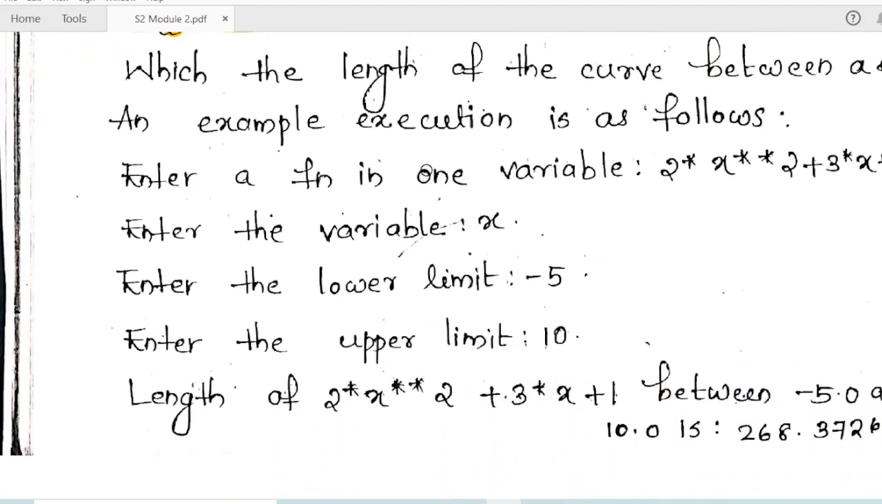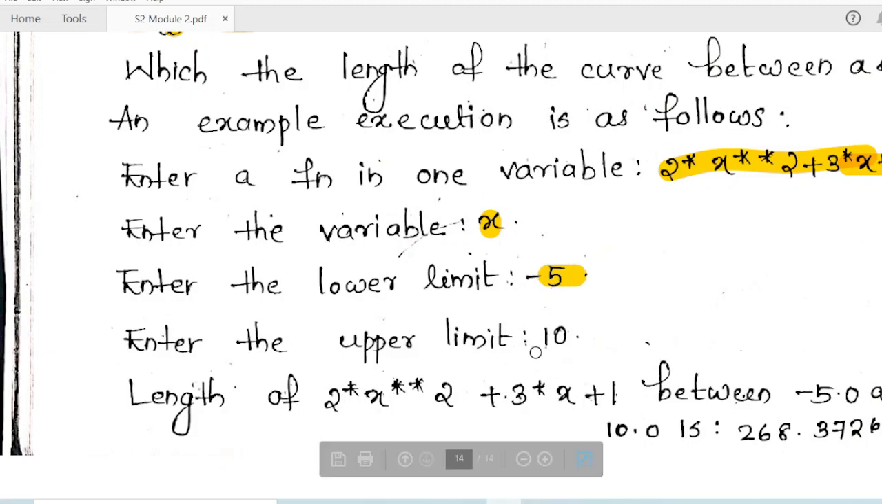The end output will be like this. Enter a function in one variable. So the user will input this value. Enter അത് കഴിഞ്ഞ് enter നമുക്കുമ്പോൾ enter the variable colon. അപ്പോൾ the user will again enter a variable x and then enter the lower limit. The user പിന്നെ -5 നമ്മൾ കൂട്ട് ചെയ്യും. Enter the upper limit 10.